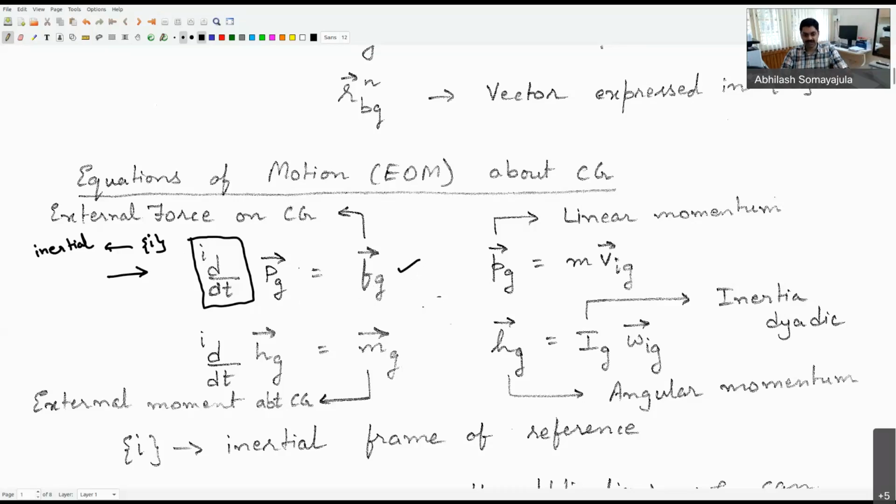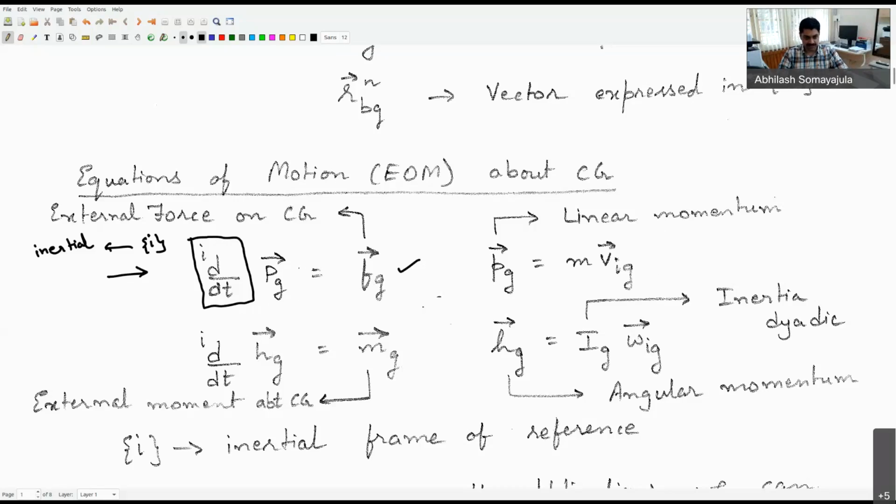All right. Notice here that momentum is nothing but mass times velocity. So in a sense, the PG vector, which is denoting the momentum, is the mass of the vehicle times the velocity vector of the center of gravity with respect to the I frame. And here we are using that notation of the free space vectors. Does that make sense? Yes. Okay.